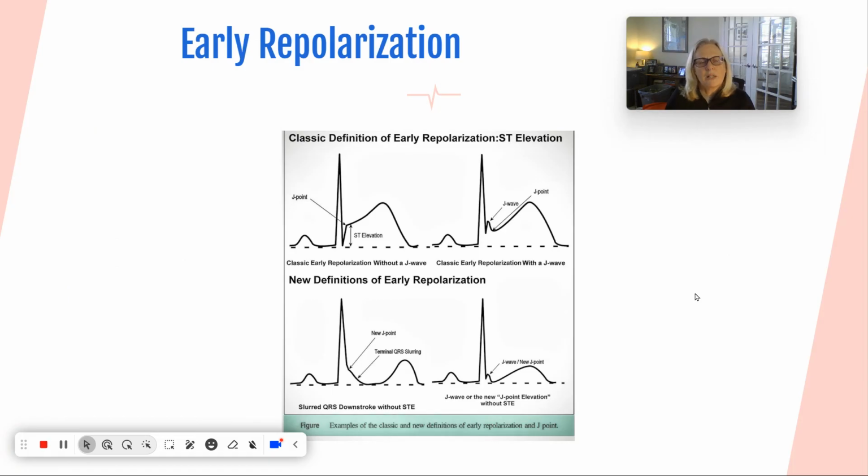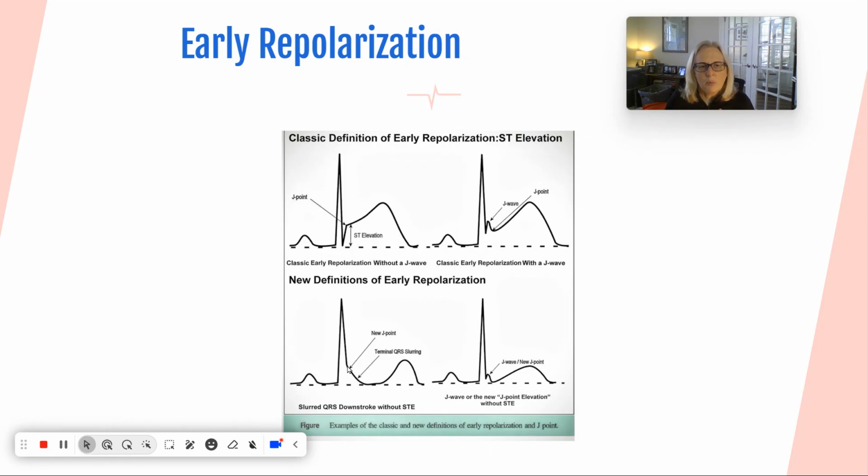Here are some more examples of what early repolarization looks like. Here's our ST elevation right here. This is our classic ST elevation for a STEMI. And this is the difference between the two. You can see over here, the J point that would normally stay flat is going to have a little bump in it. That's our J wave or Osborn wave. That is classic early repolarization.